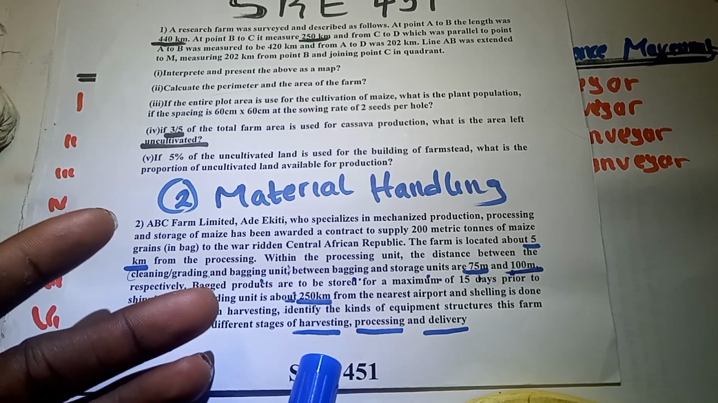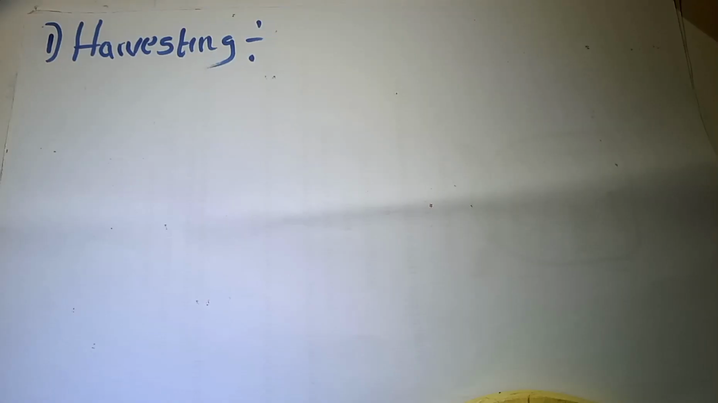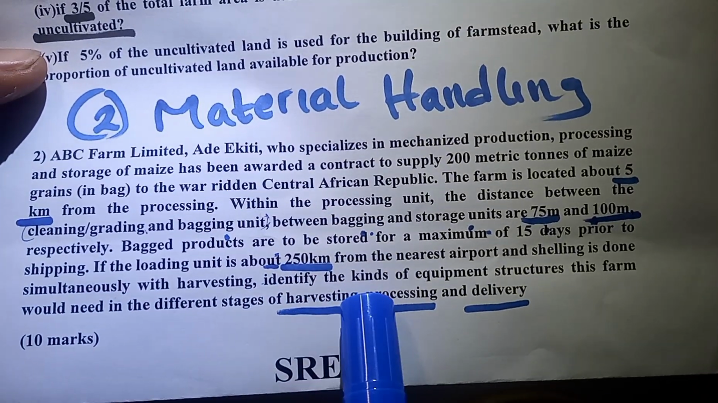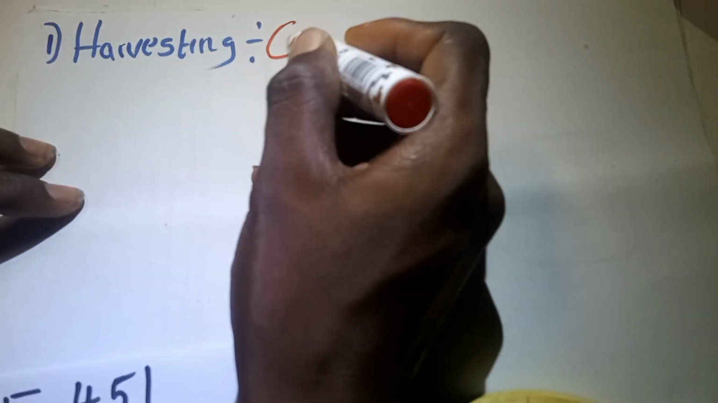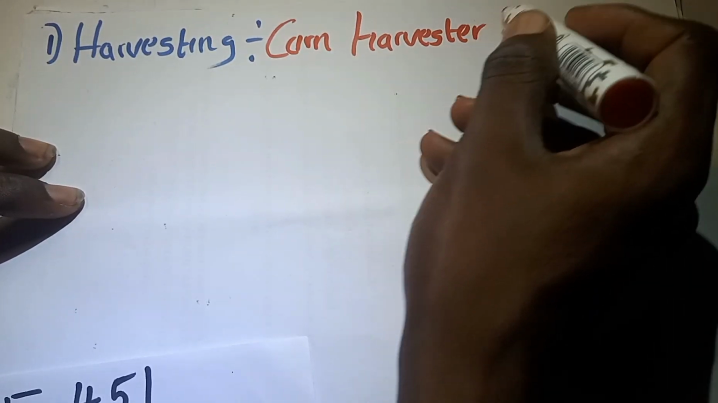As you know, this is maize. Depending on what the lecturer gave you, depending on what you have in your notes, look for a machine that is used in harvesting maize. Since you are dealing with mechanized farming, what's the machine that is used in harvesting maize? As you can see, the question says we should first answer the stage of harvesting. In my own case, I have the corn harvester machine. So, I'm going to put corn harvester machine.